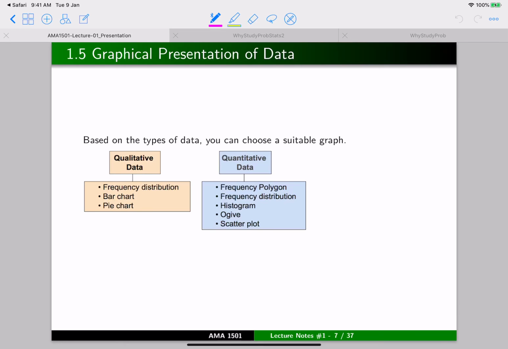And so again, based on the types of data, we can choose a suitable graph to represent the data. For qualitative data, use frequency distributions, bar charts, and pie charts. Usually for quantitative data, we use frequency polygons, frequency distributions, histograms, ogives, and scatter plots, which we'll talk about in the next video.